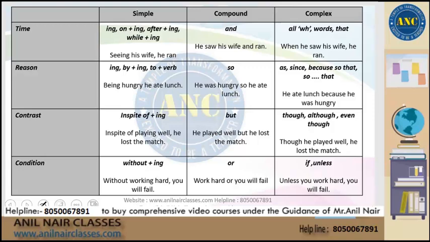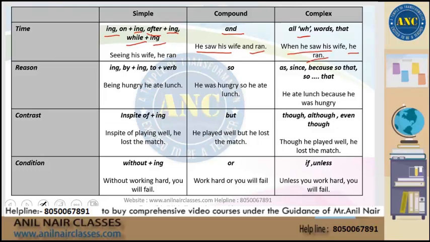In cases of time, for simple, you can use ing, on with the ing verb form, after with the verb ing form, while and with the verb in the ing form. Seeing his wife, he ran. For a compound, and. He saw his wife and ran. How to make it a complex? All the WH words. When he saw his wife, he ran.